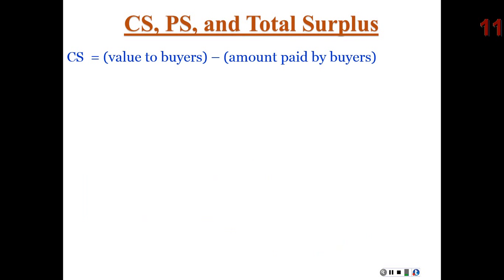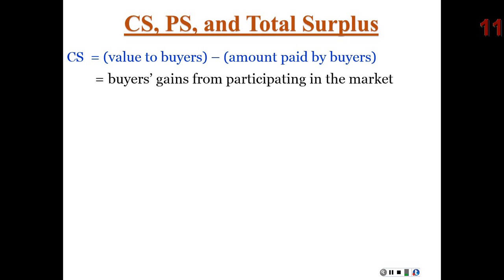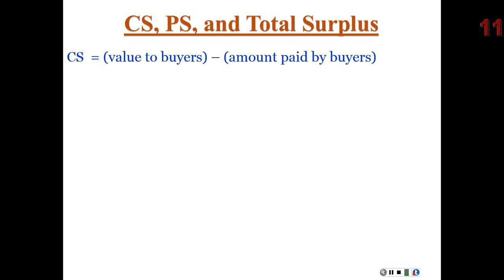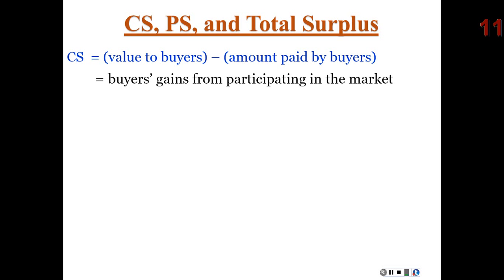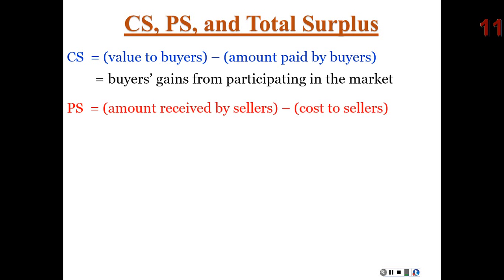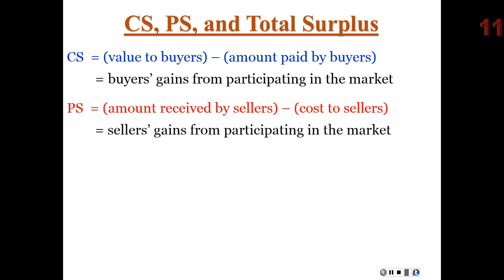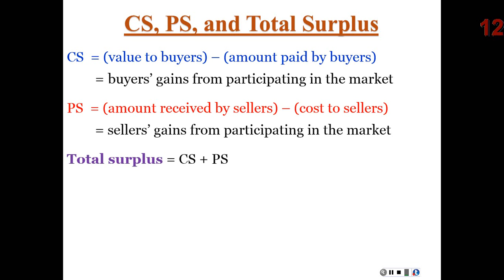So now that we have producer surplus, we can combine that concept with consumer surplus to look at total surplus, the total gains in the market. Remember, consumer surplus is the value to buyers, or the willingness to pay, minus the price actually paid by buyers. This measures the buyer's gain from participating in the market. Producer surplus is the amount received by sellers, or the price, minus the cost to sellers. This measures the seller's gain from participating in the market.